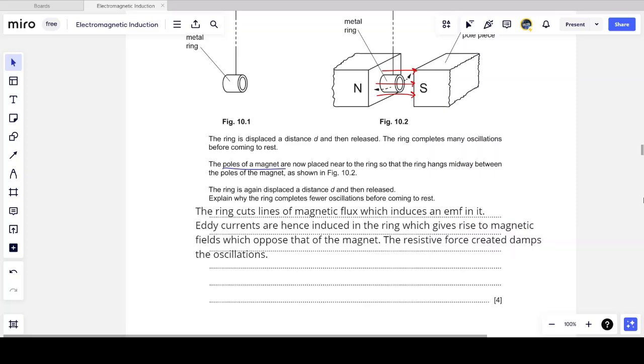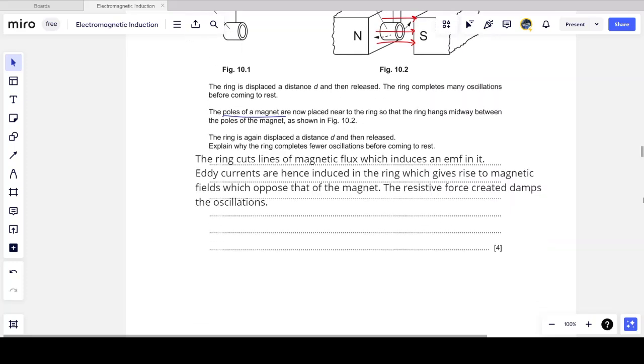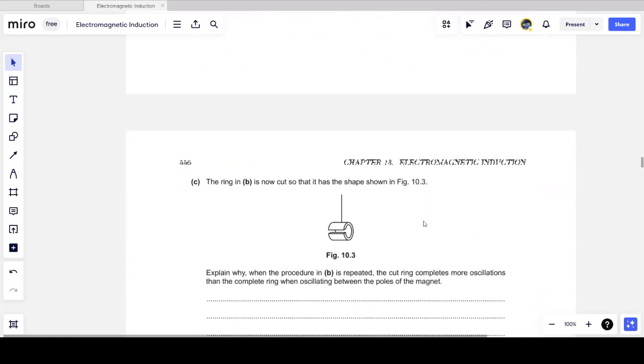And Lenz's law says that the magnetic fields that are created will oppose those of the magnet, and hence resistive forces will cause the oscillation of the ring to be damped, or will remove energy from the oscillation of the magnet. So this is how you answer a question like this. And there are many like this, and even in this video we'll see quite a few of these. But it's important that you understand that this metal is not necessarily magnetic. And so we have to assume that it's not magnetic, and so the loss of energy comes from the induced currents and hence the induced magnetic field.